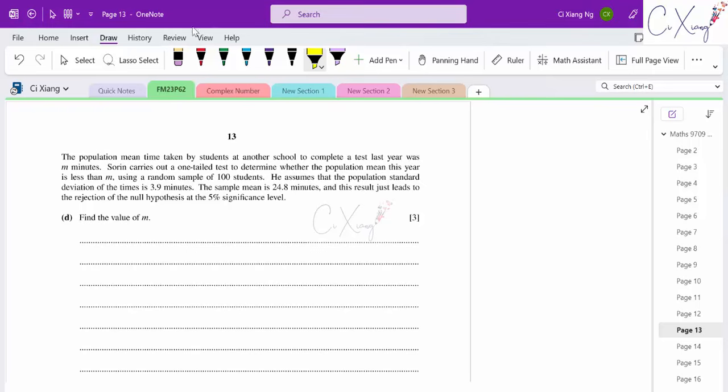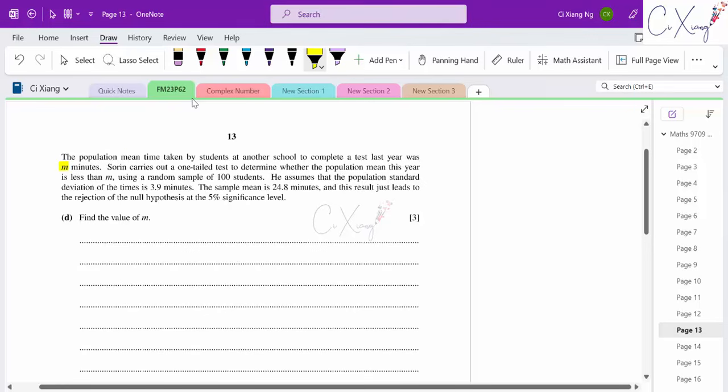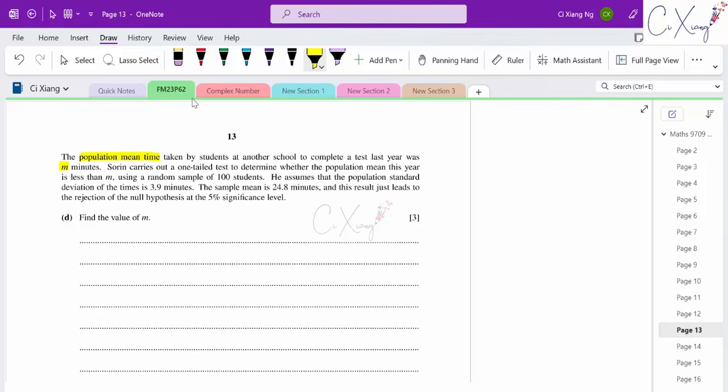For part D, we have the population mean time taken by students at another school to complete a test last year was m minutes. So this is the population mean time. Sorry carries out a one-tail test again to determine whether the population mean this year is less than m. So again, you highlight the keyword less than m. This is the keyword that helps us to form the alternative hypothesis.